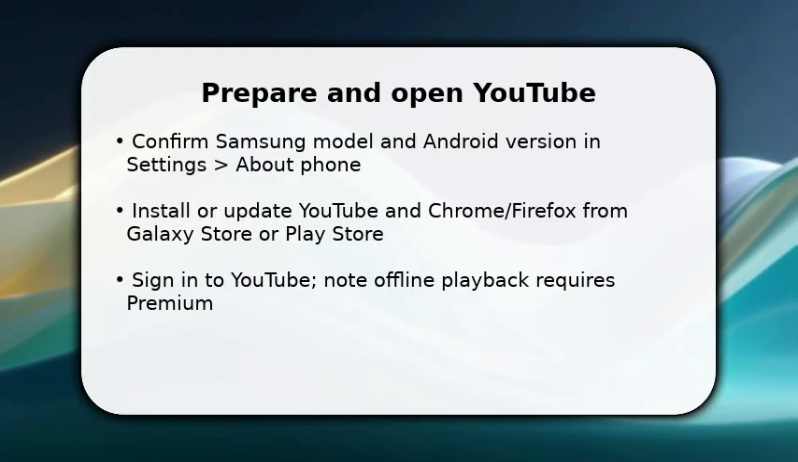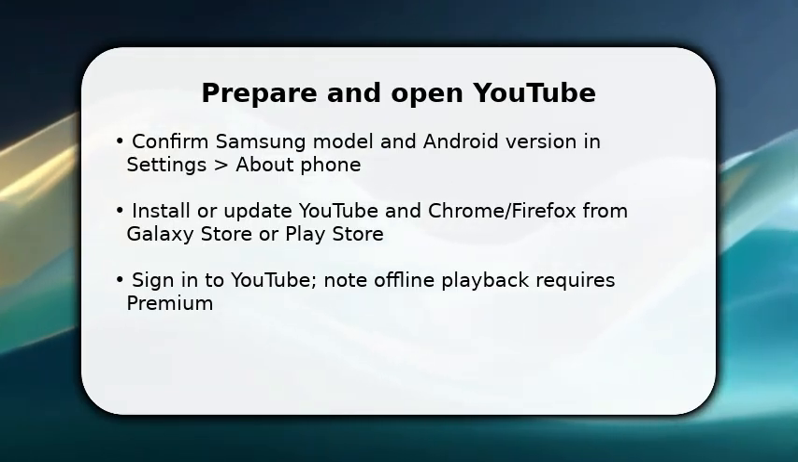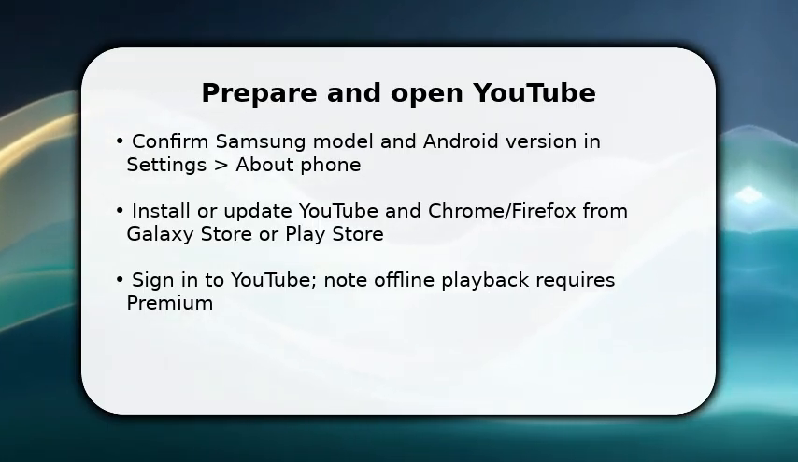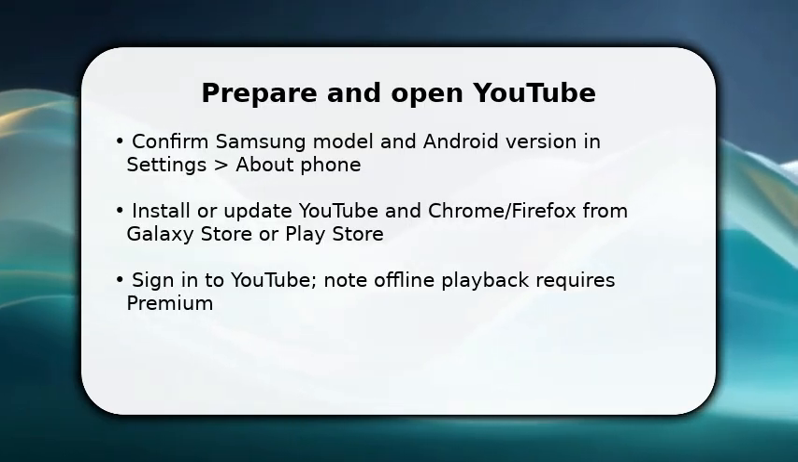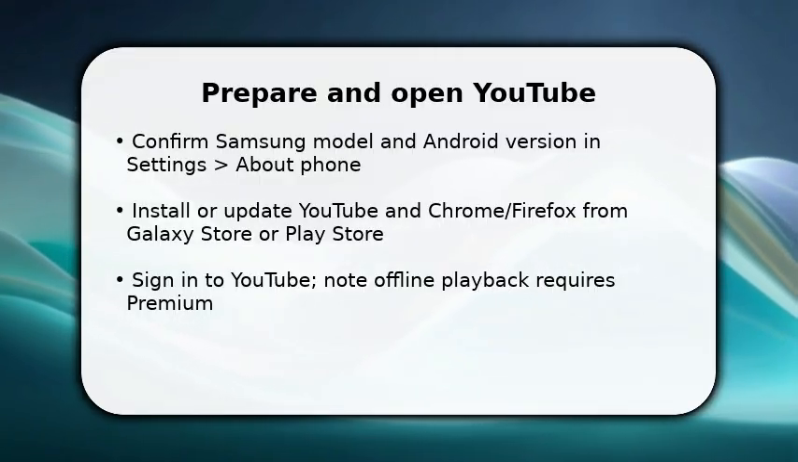You start by checking your Samsung phone model and Android level so features behave predictably. Once done, update YouTube in a browser like Chrome, and make sure apps are current. Then open YouTube and sign in so your playlists and subscriptions are available. If you have YouTube Premium, background play is native, keep that in mind.